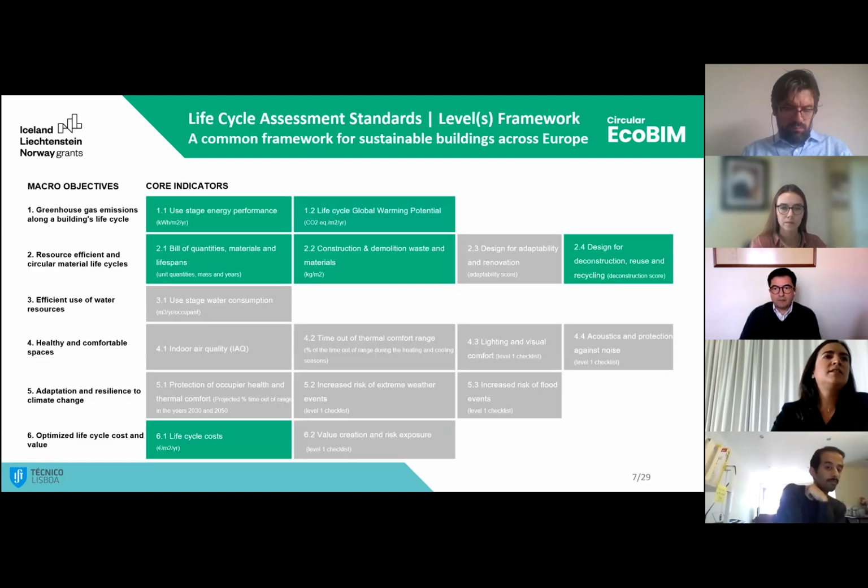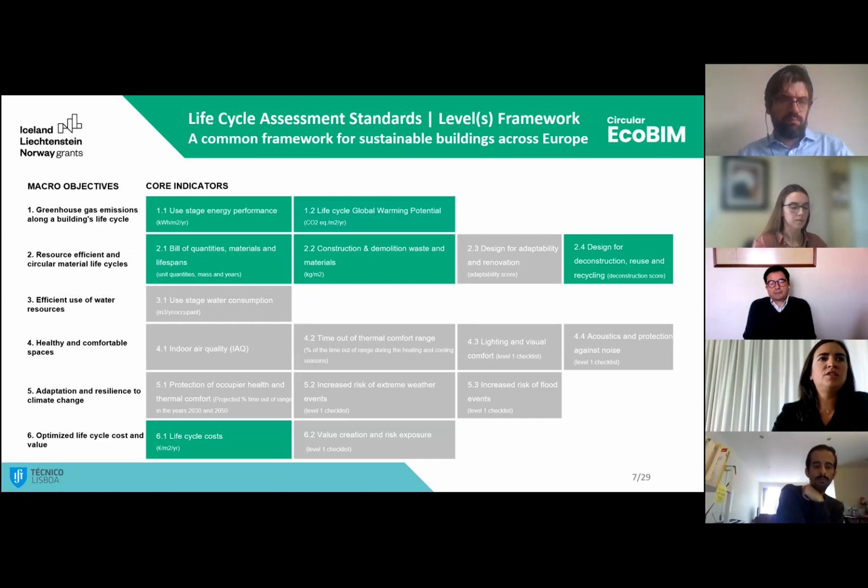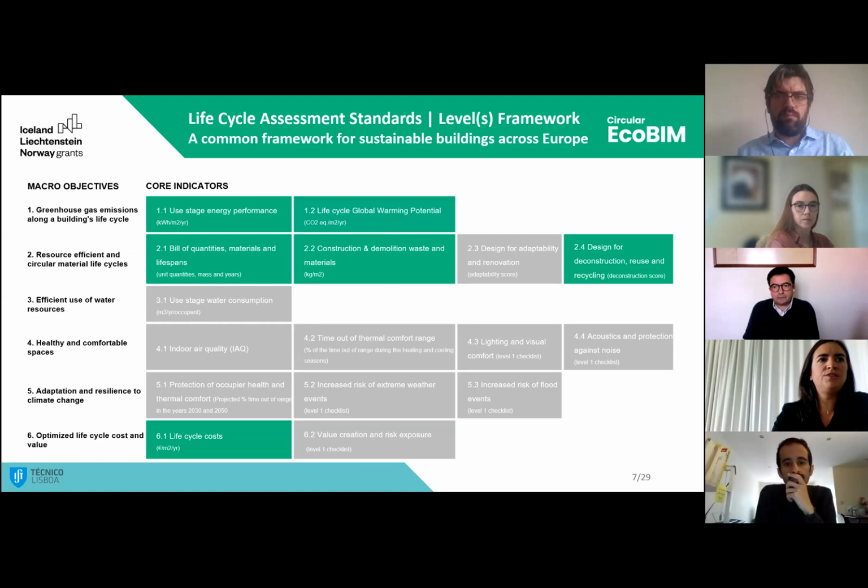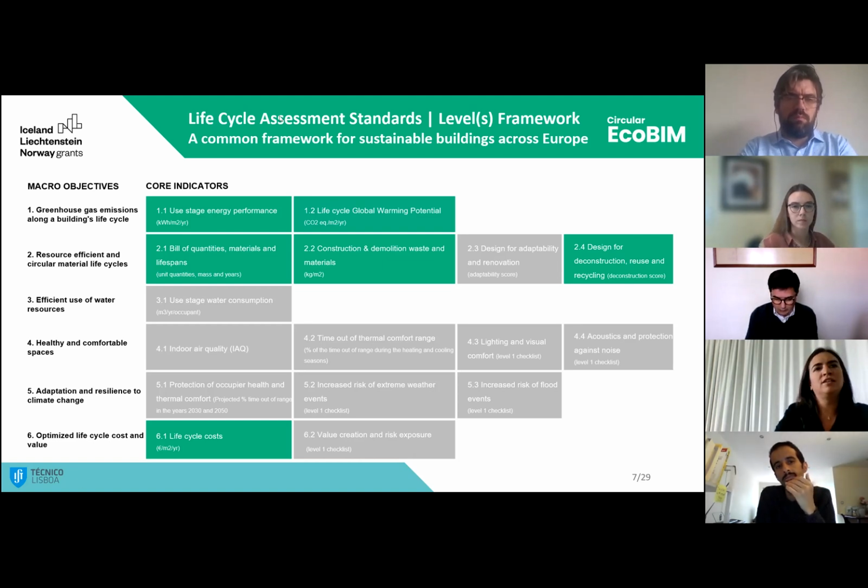It has 6 macro objectives listed: greenhouse gas emission along the building life cycle, resource efficient and circular material life cycle, efficient use of water resources, healthy and comfortable spaces, adaptation and resilience to climate change, and optimized life cycle cost and value. From all the core indicators, we selected the ones that can be read within a BIM environment from the construction elements. The core indicators selected are the ones in green.